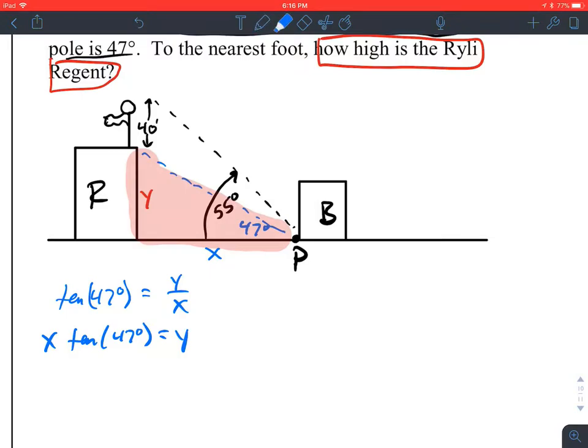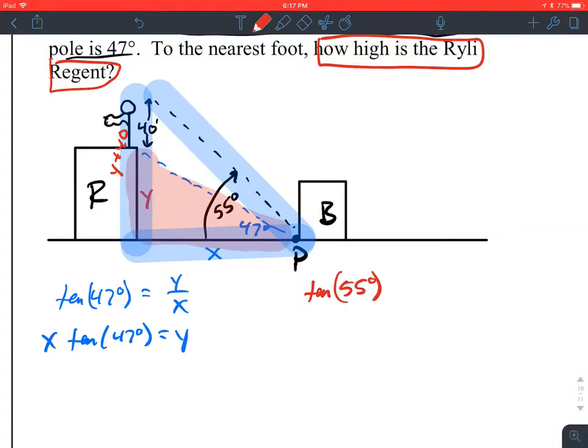If I look at the big triangle, like so, I'm going to call that whole length over there Y plus 40. Makes sense because there's 40 from here to here, and then Y from here to here. Add those together, that's the segment addition postulate from geometry, and you get that the whole length is Y plus 40. So that big blue triangle, I can say tangent of 55 degrees equals the opposite leg of Y plus 40 over the adjacent leg of X.